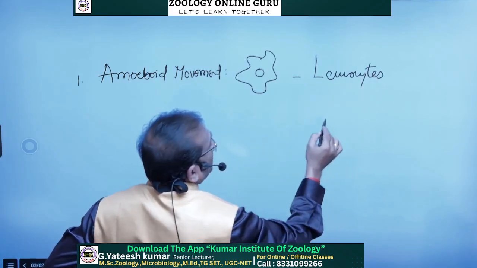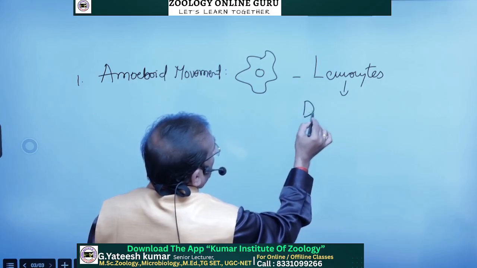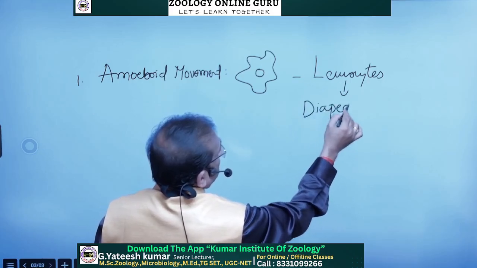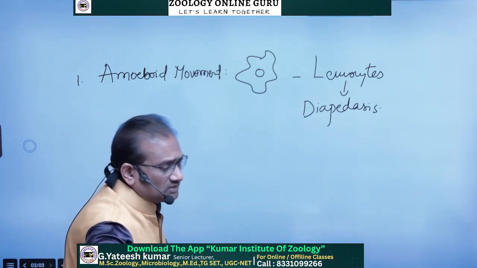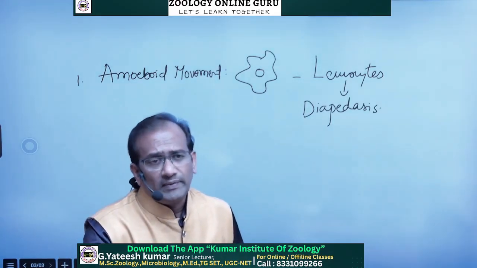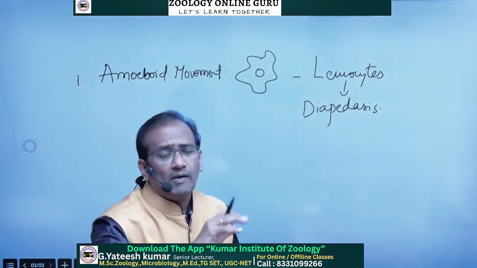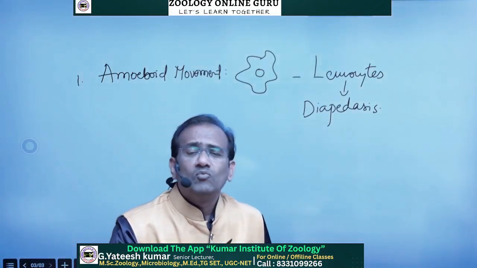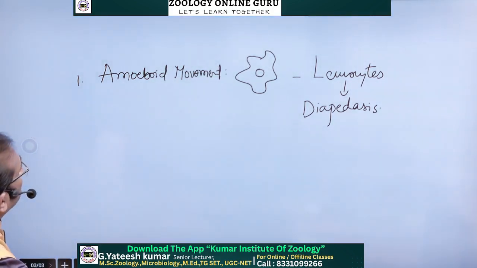These leukocytes have the capacity of diapedesis. Diapedesis means the movement of the leukocytes from the blood vessels to the tissues. When they undergo diapedesis, the movement is called amoeboid movement. Amoeba-like movement is present in the leukocytes.